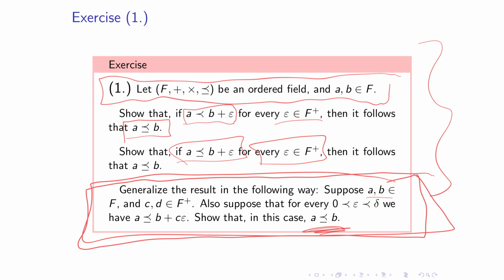If we take any two elements, A and B, and if we take two positive elements, C and D, then if these things all satisfy the following property, that whenever epsilon is taken between 0 and D, then we have this inequality, right? So if this is true whenever epsilon is in this range, then this inequality follows. If that is true, then it must be that A precedes B.